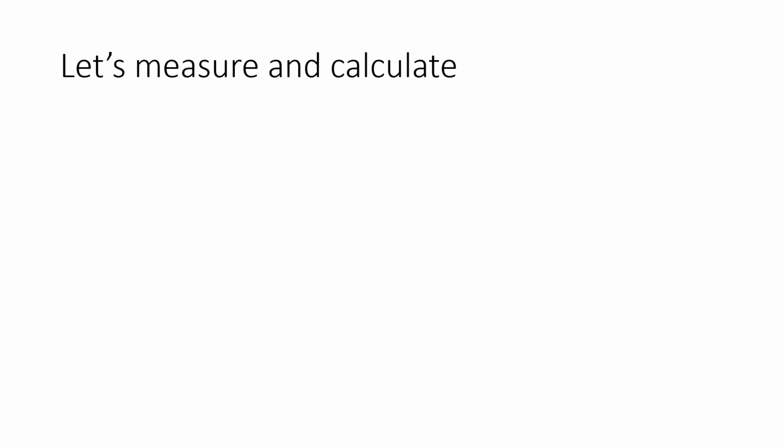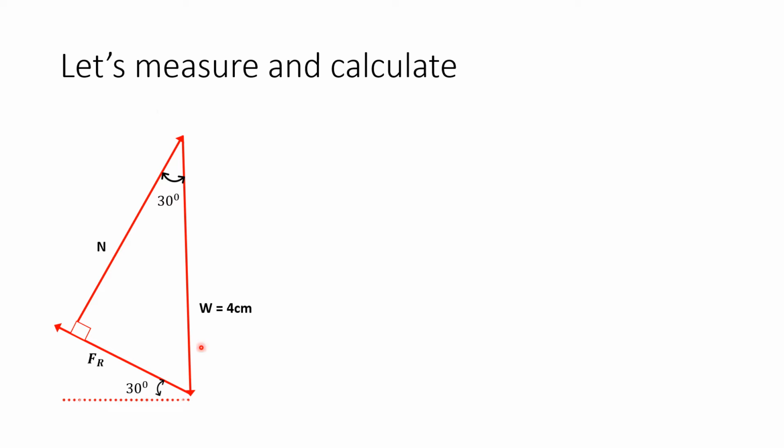Let's measure and calculate the triangle of forces that we just made. When we measure it, you will get the frictional force as 2 centimeters. Since we scale it 1 centimeter equals 5 Newtons, the answer will be 10 Newtons for the frictional force. And then for the value of N, you will measure 3.4 centimeters times 5 Newtons. Since we scaled it at 5 Newtons per centimeter, the answer will be 17 Newtons.